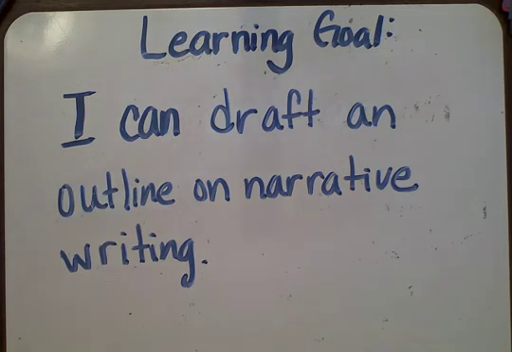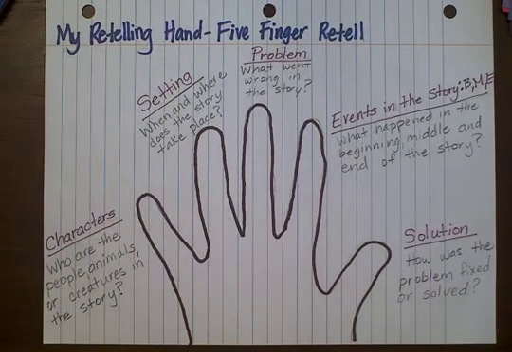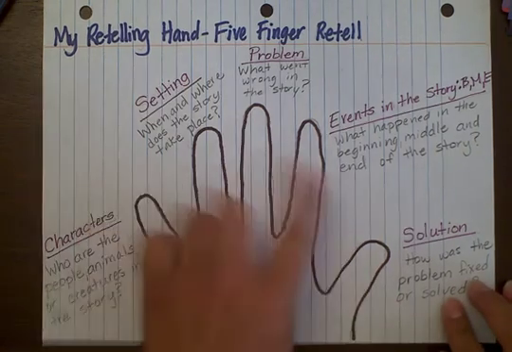Your learning goal today is I can draft an outline on narrative writing. So let's review. This is My Retelling Hen 5-Finger Retell. So you want to make sure that you keep this in mind when you are working on your outline today. So again, this is the 5-Finger Retell.